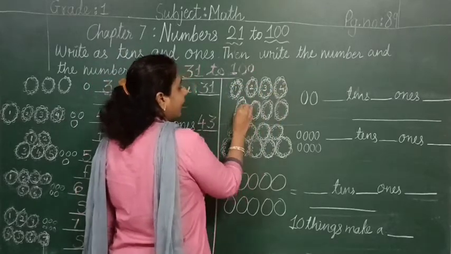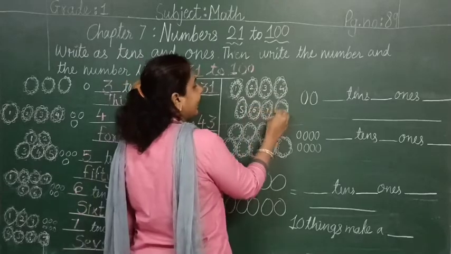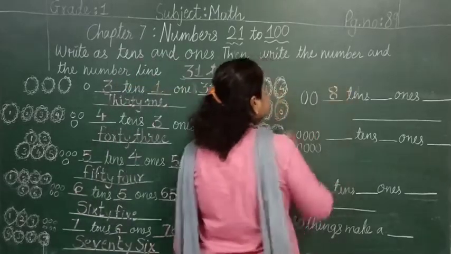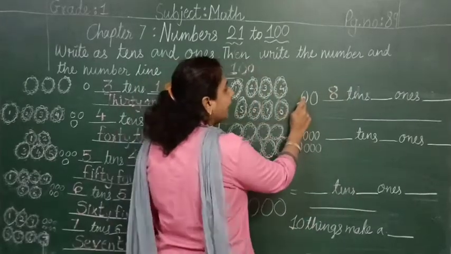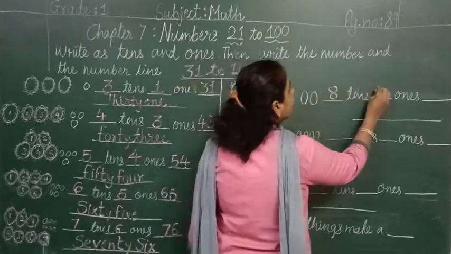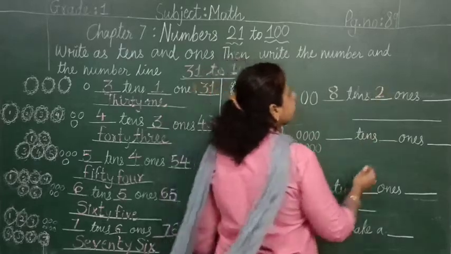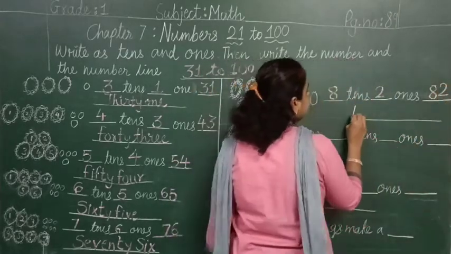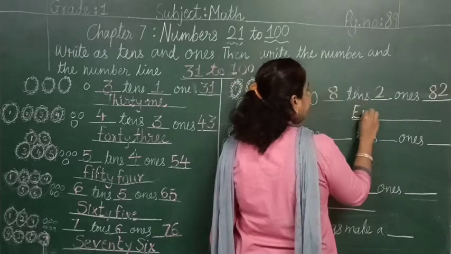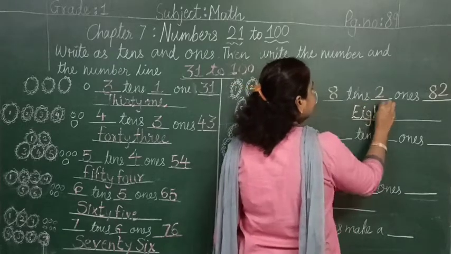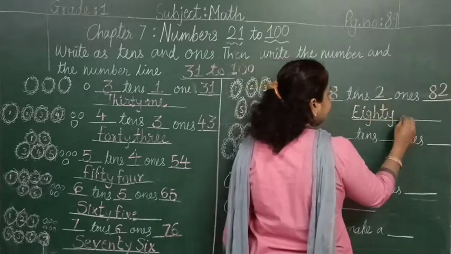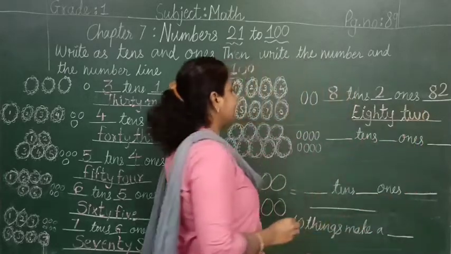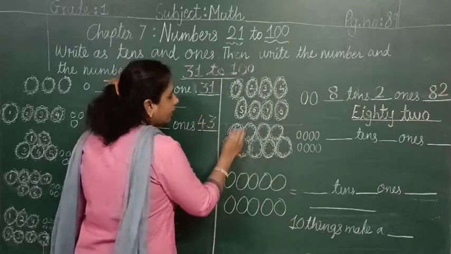Now, next, how many tens? 1, 2, 3, 4, 5, 6, 7, 8 tens. How many? 8 tens. And how many ones? 1 and 2. 2 ones makes 82. So what is the spelling of 80? E-I-G-H-T-Y. 80. Spelling of 2. T-W-O. 2.